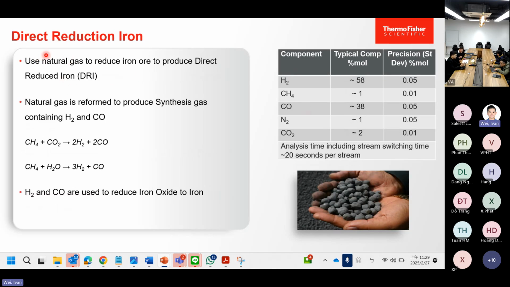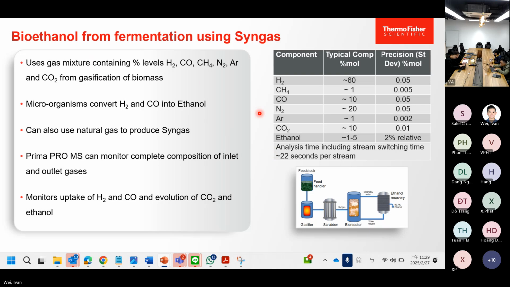Other gases, such as direct reduction of iron, use the same parameters as ammonia. So of course, we can easily implement these applications for the reduction of iron. Other syngases, such as bioethanol, we're able to measure all these parameters.